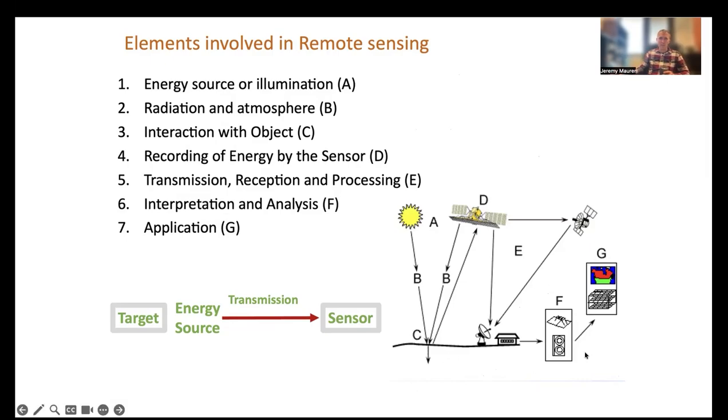And I guess the key that I want to point out for the purposes of this lecture is that you have some illumination source, for passive it's from the sun, for active it's from the sensor, and that energy gets transmitted to a target surface and then reflected back to the sensor to be collected as the signal of interest from that target.